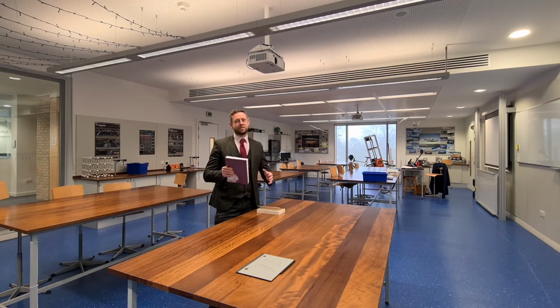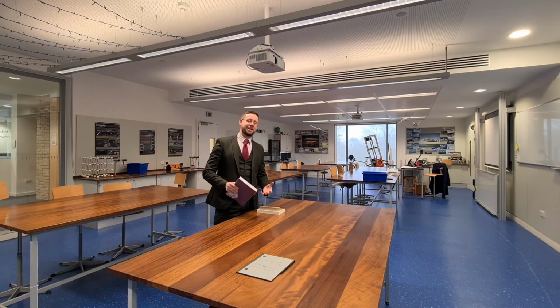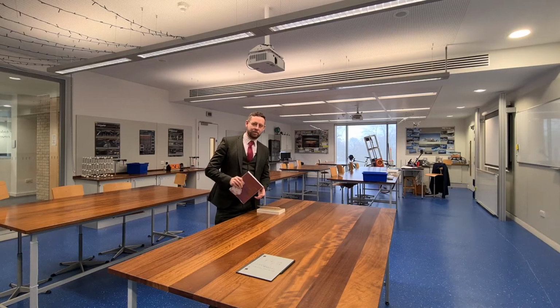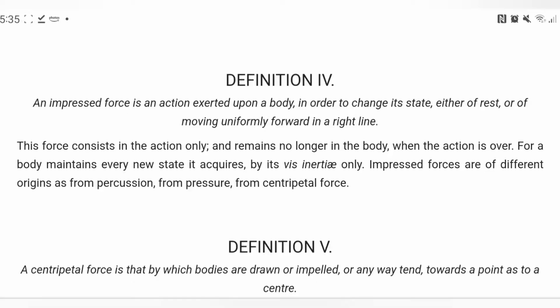But there are actually some details that we can tease out, and there are certain things about Newton's 4th definition that we can demonstrate with experiment. So let's have a look at what it says. Definition 4. An impressed force is an action exerted upon a body in order to change its state, either of rest or of moving uniformly forward in a right line.